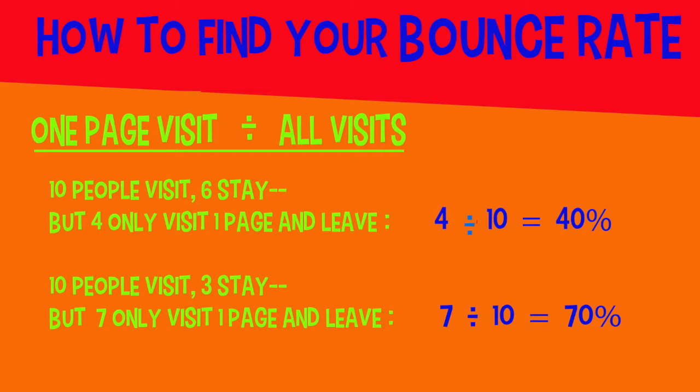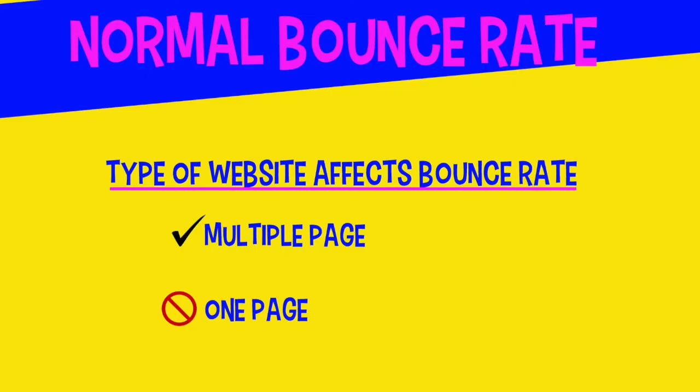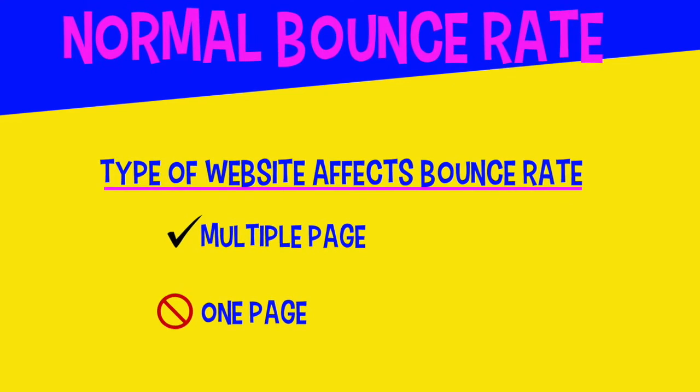Another example, 10 people visit your website and 7 of them just looked at one page and then they bounced off. That meant only 3 people were interested in your website. So 7 divided by 10 is 70%. That's a higher bounce rate. 70% weren't interested enough to stay. They bounced off. What is a normal bounce rate?